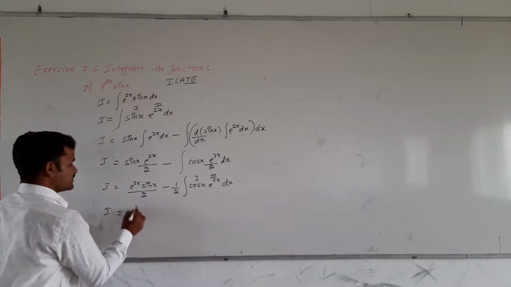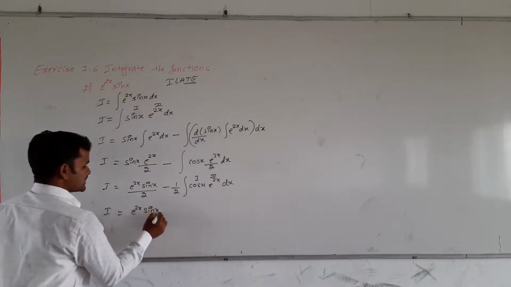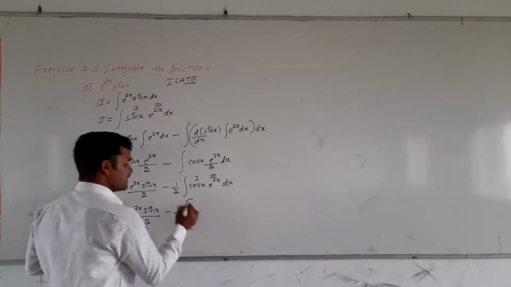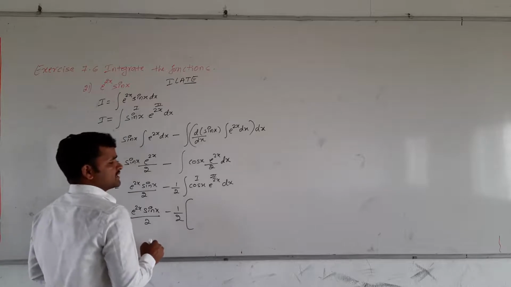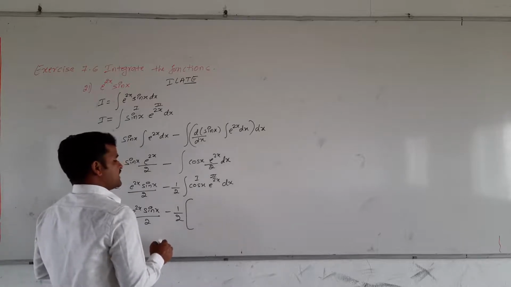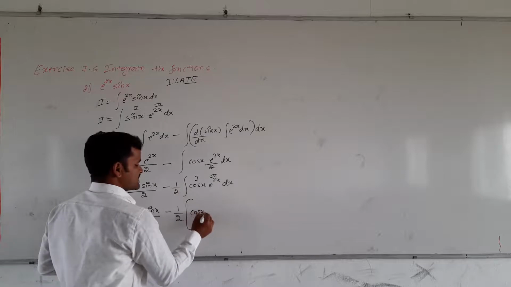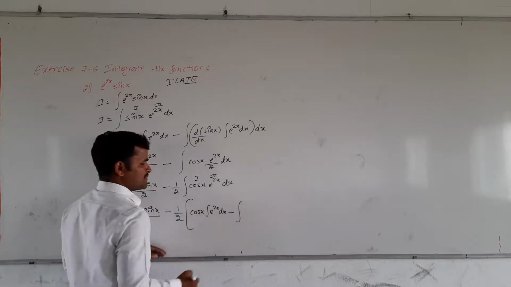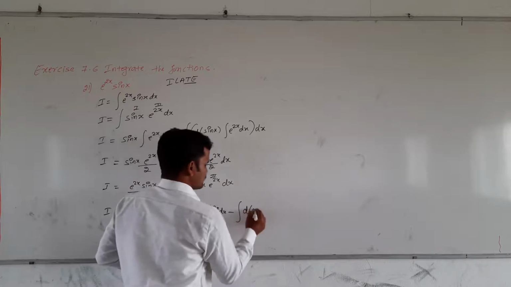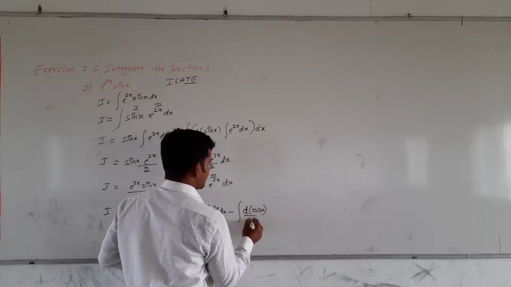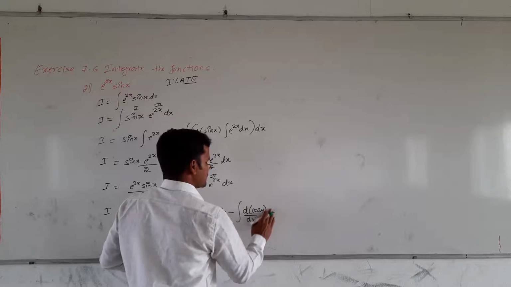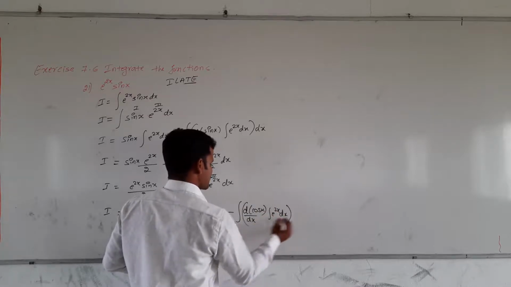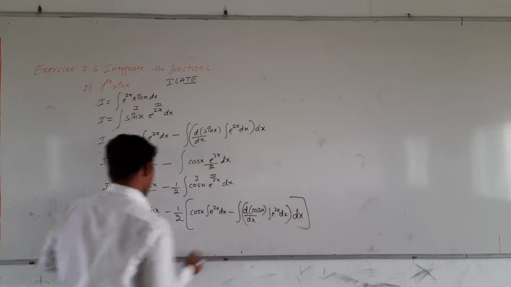I is equal to e raised to 2x into sin x by 2 minus 1 by 2 into, integrating by parts, first function cos x as it is, integration of e raised to 2x into dx, minus the big integral of the differentiation of cos x with respect to x into the integration of e raised to 2x with respect to x. Whole integral is with respect to x.